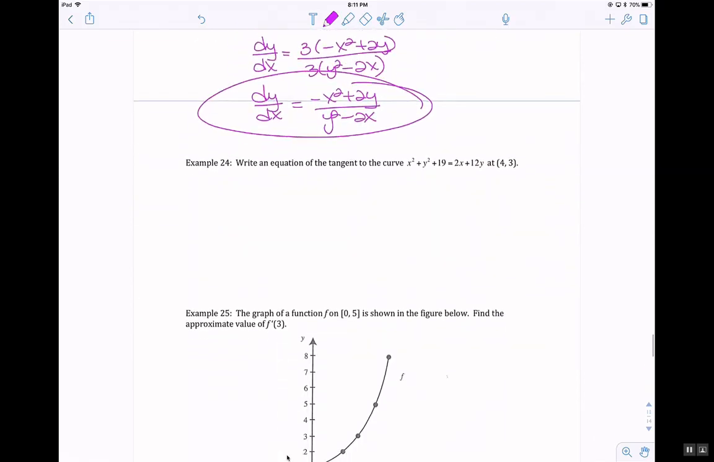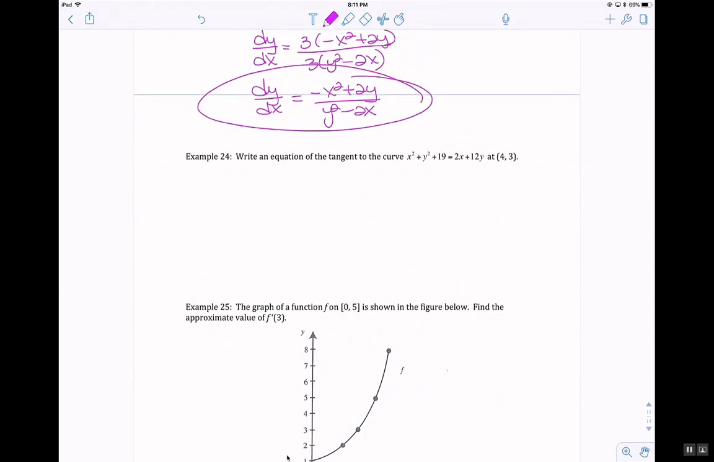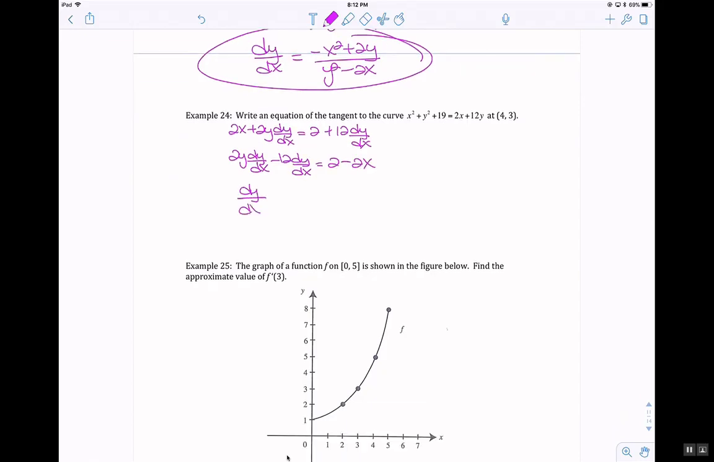Write the equation of the tangent to the curve at that coordinate point. So first take the derivative implicitly. So 2x plus 2y dy/dx. Derivative of 19 is 0. Derivative of 2x is just 2. Plus the derivative of 12y, which is 12 dy/dx. So 2y dy/dx minus 12 dy/dx is equal to 2 minus 2x.